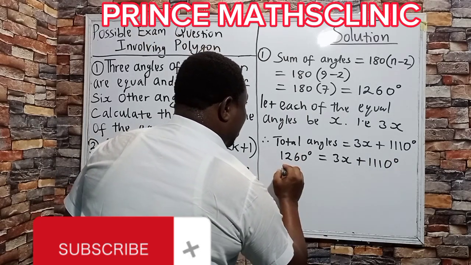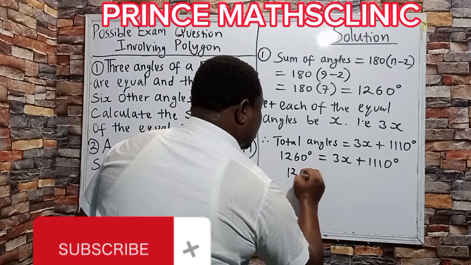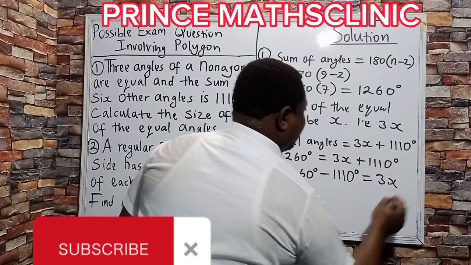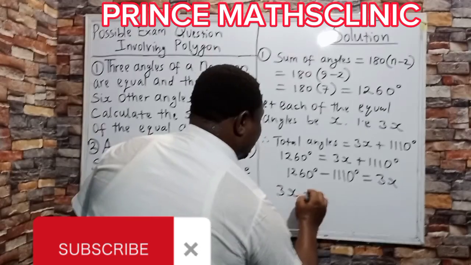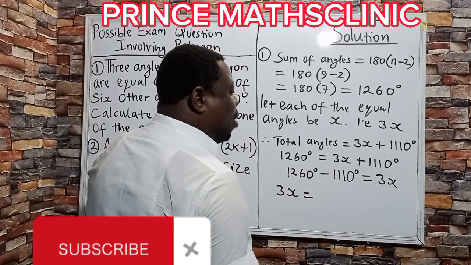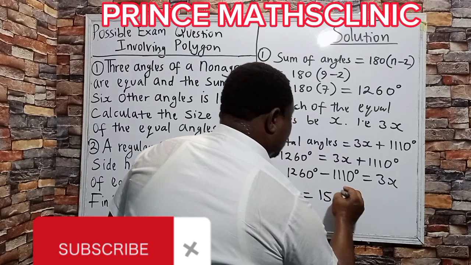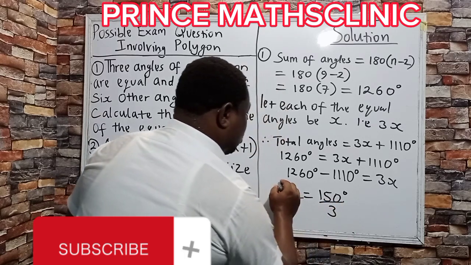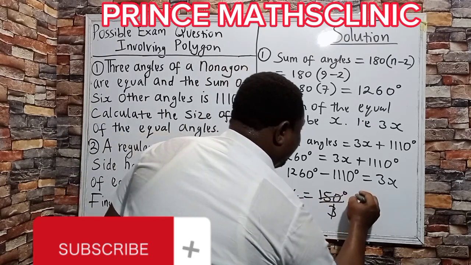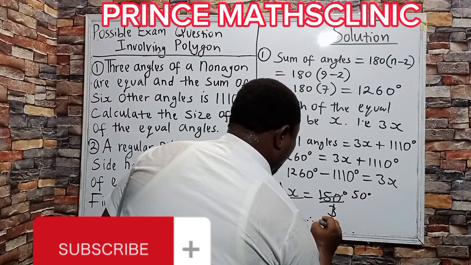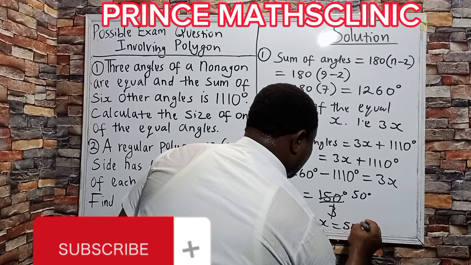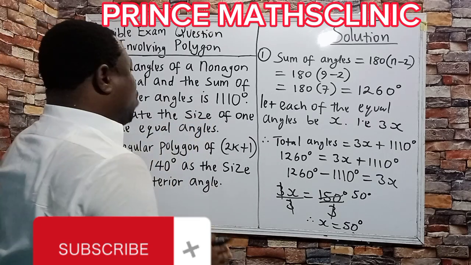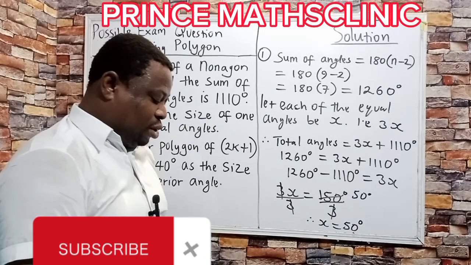If I bring this here, I will have 1260 minus 110 equals to 3x. So let me write my 3x here. 1260 minus 110 gives us 1150 degrees. So if I divide both sides by 3, 3 will cancel 3. 3 goes in 150 is 50. Therefore, x is equals to 50 degrees. So that means that what? The sides of the equal angles are 50 degrees each.